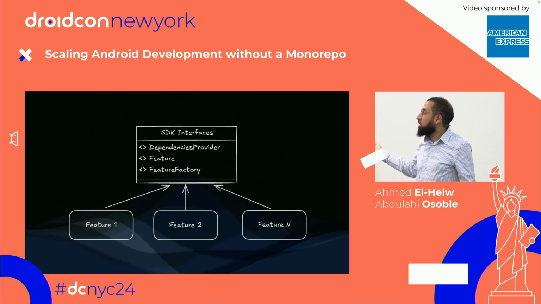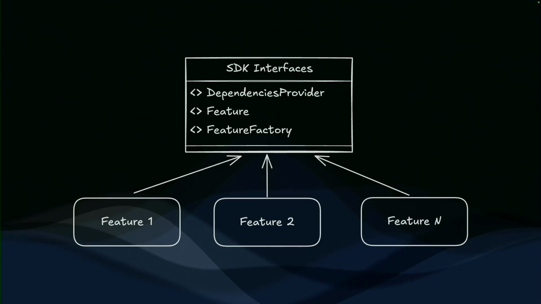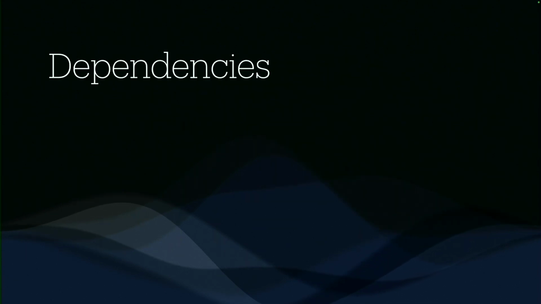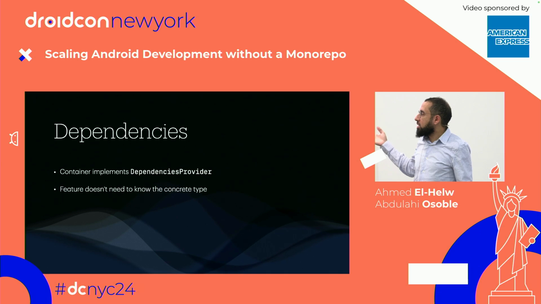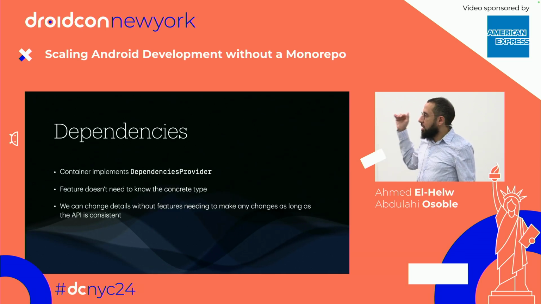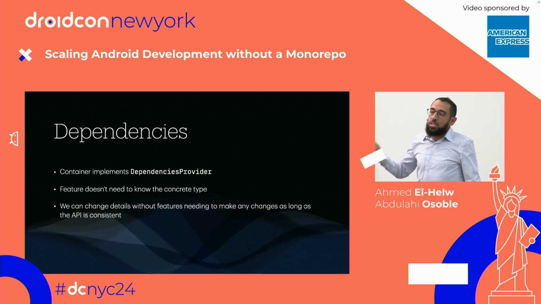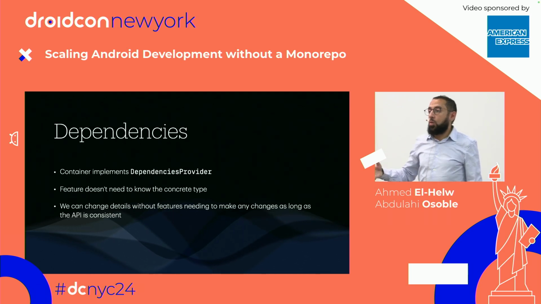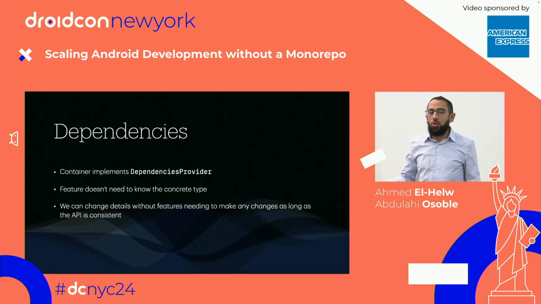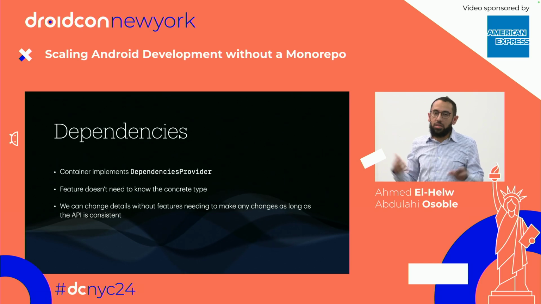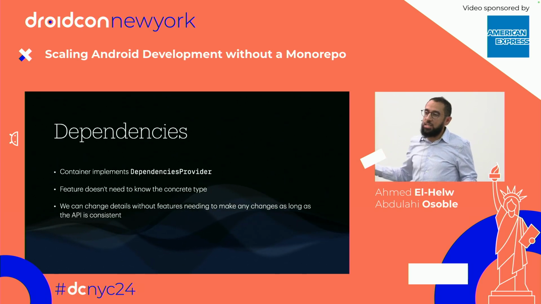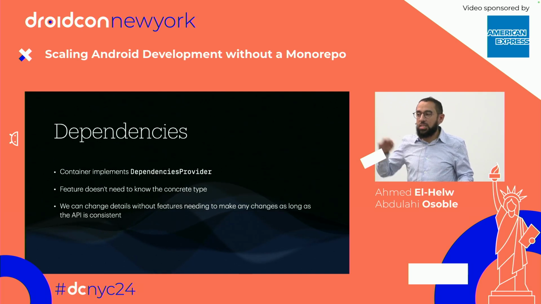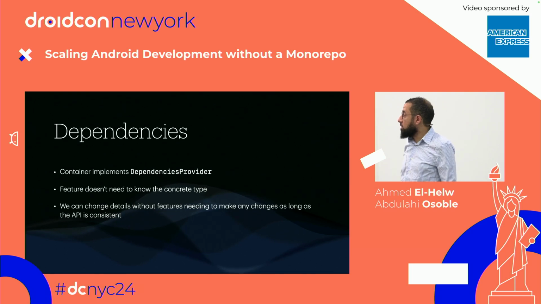Okay, so then the next question becomes, we're talking about interfaces now. Who implemented these interfaces? And so that is the responsibility of the container. So the container implements the dependencies provider, and the nice thing about this is the underlying features don't care and don't need to know what the underlying implementation is. So what is being used for analytics is not something important for them to know. And we can change things dynamically, and as long as the API is consistent, we don't need to make any change to the vast majority of the features.